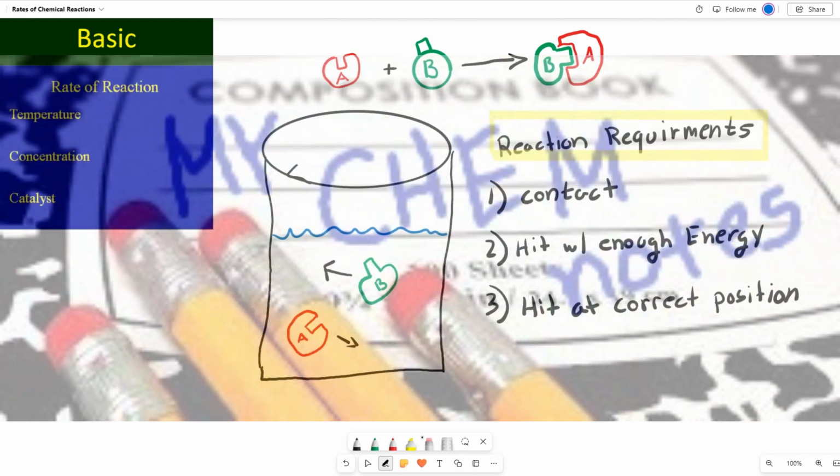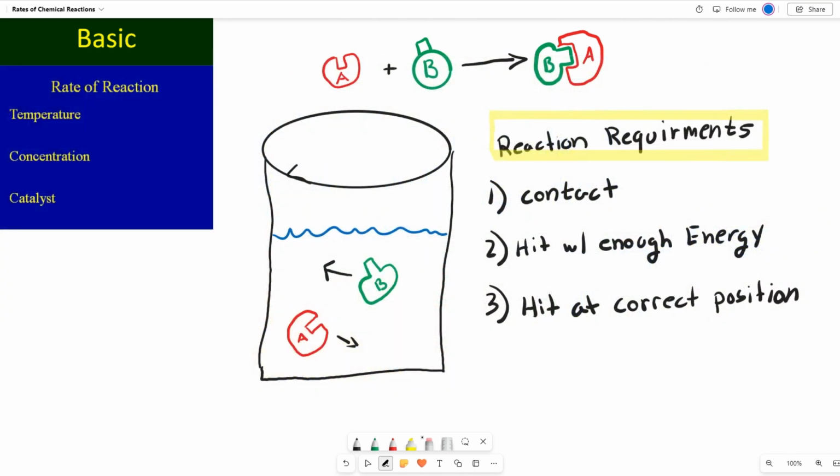Hello, fellow chemists. In this video, we're going to take a look at rates of reaction. This is labeled as a basic level video because there's really no background information that you need to know to understand what I'm going to be talking about. So what is a rate of reaction?